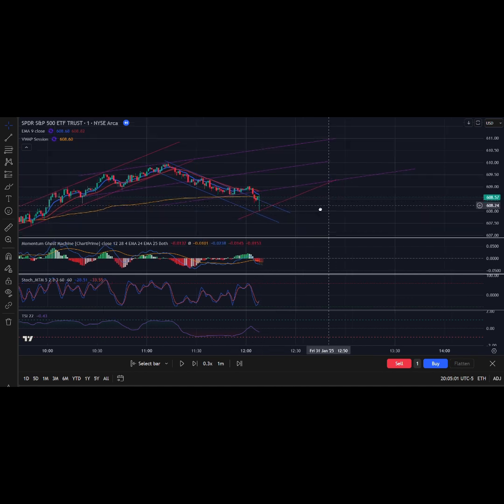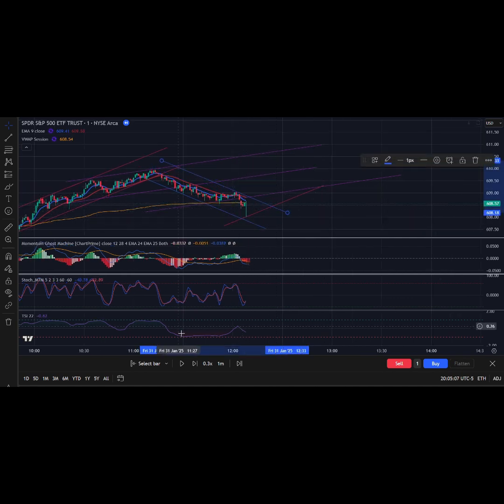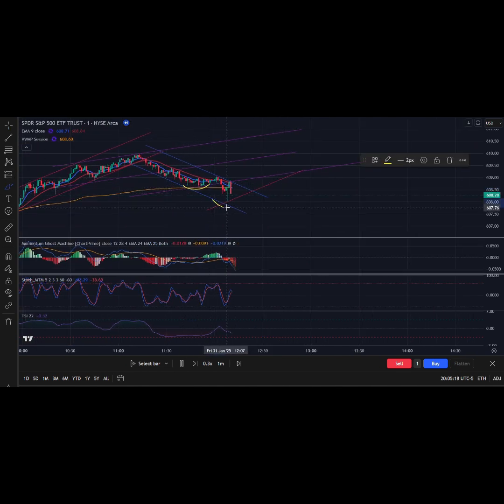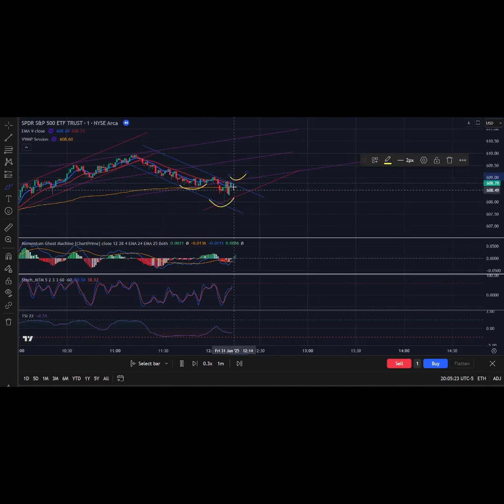Now I see a head forming here, and this broke. I'm gonna widen this just a bit. This is how real-time charting works, folks. Okay, so this one I want to look for if it's gonna go up.